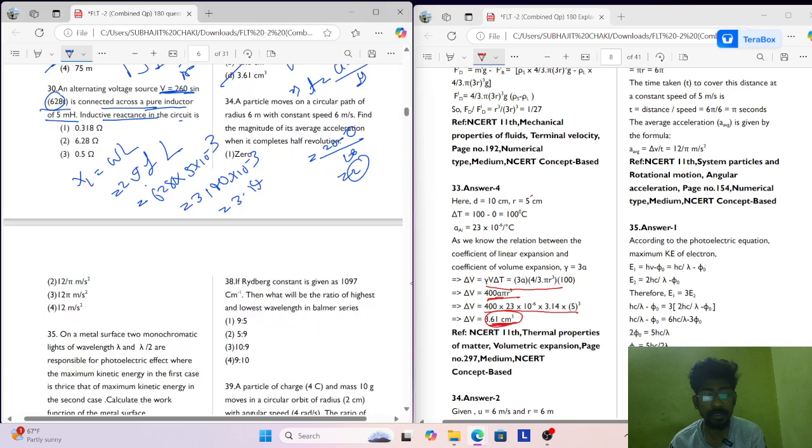A particle moves on a circular path of radius 6 cm at constant speed of this. Find the magnitude of the average acceleration when it completes half revolution. Radius r is 6, v is 6. Find the magnitude of average acceleration when it completes half revolution.